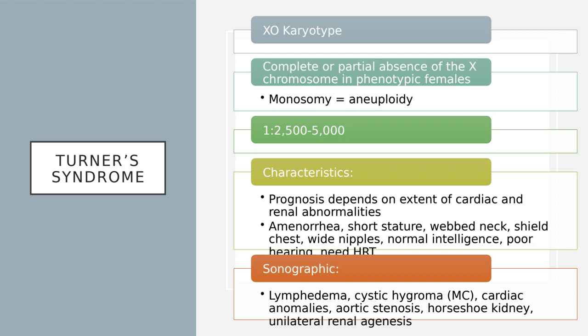They usually have a webbed neck. They have a shield-like chest. They have wide set nipples, normal intelligence, poor hearing, and they typically need hormone replacement therapy to maintain their female characteristics. On ultrasound, we can also see lymphedema in the tissues of the baby when they have this. We also are going to see cystic hygromas. That's going to be the most common ultrasound indication of this. Cardiac abnormalities, renal abnormalities. So pretty straightforward with that.